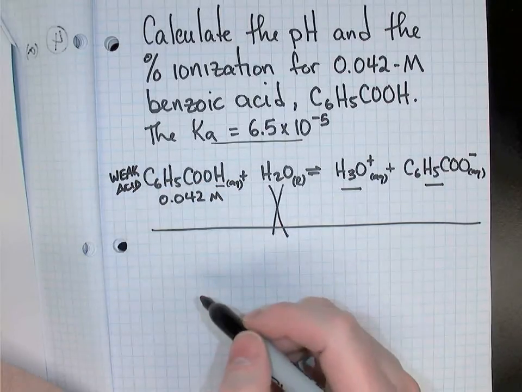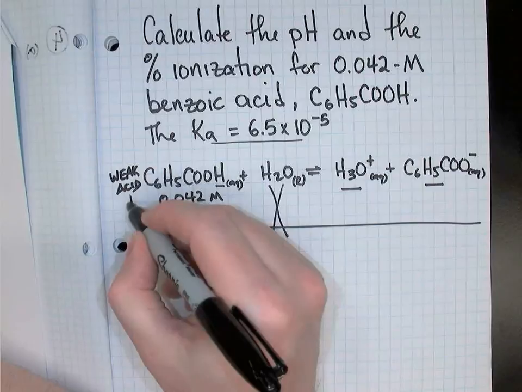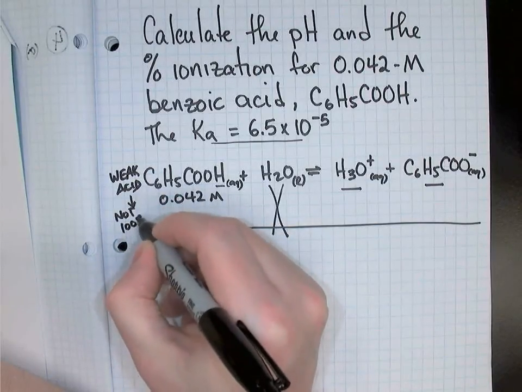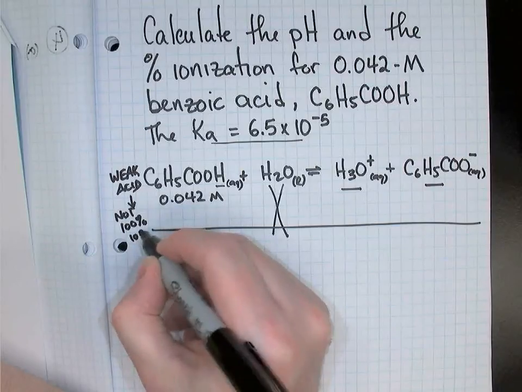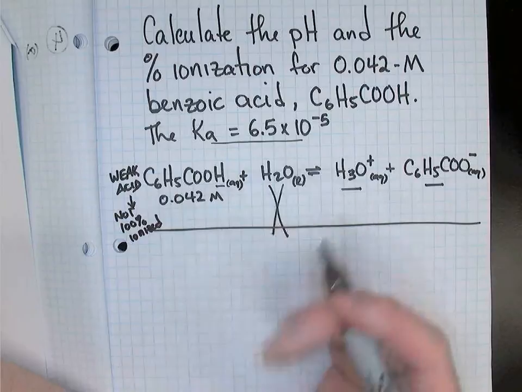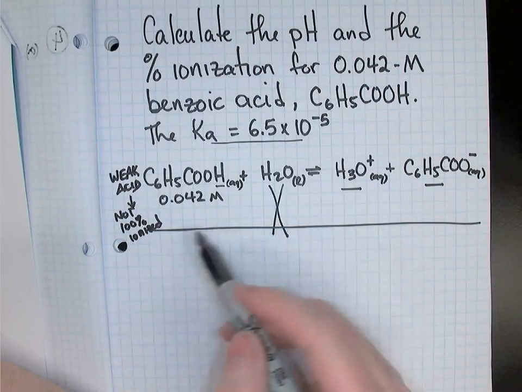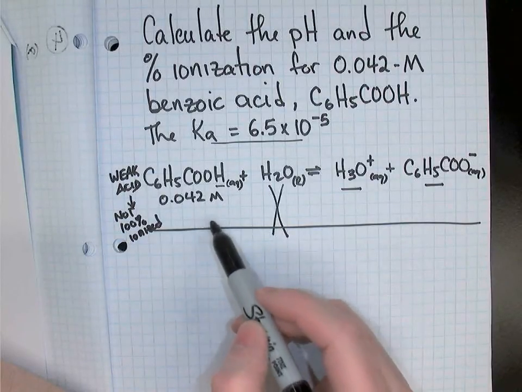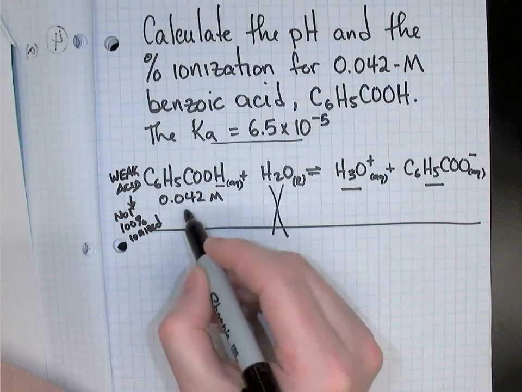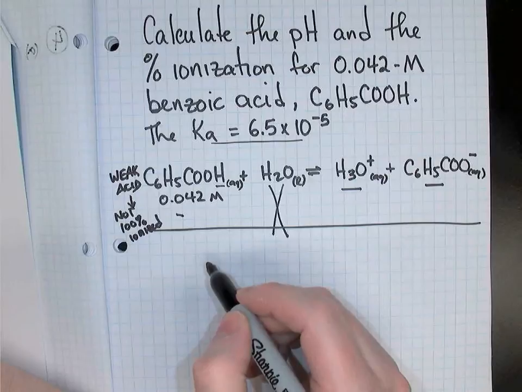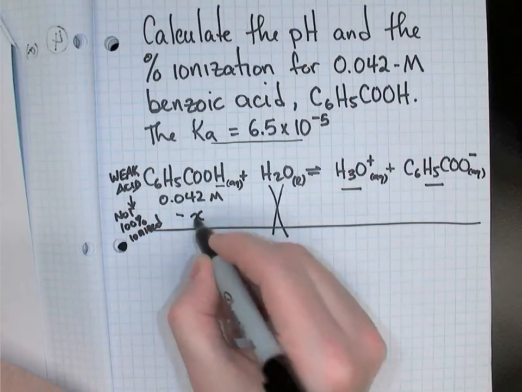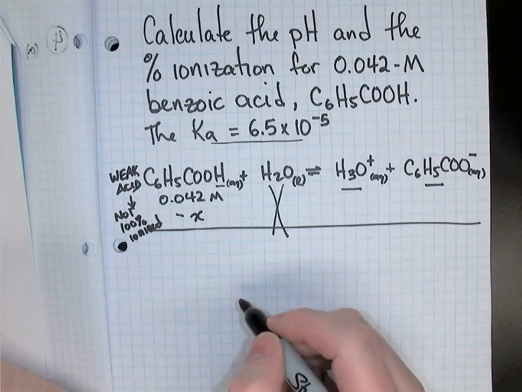And the reason I want to think about that is because that tells me that it is not 100% ionized. A strong acid dissociates or ionizes completely. If this were strong, we would lose 0.042. But because it's weak, it does not ionize completely, and to complicate things, we don't know how much ionizes. So we'll say that it ionizes, it loses X.